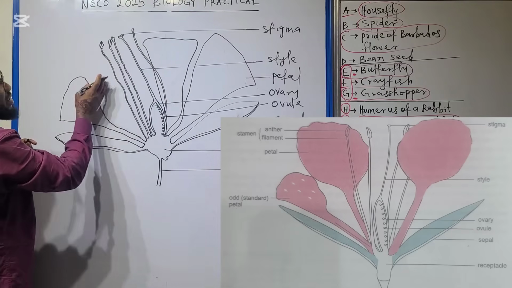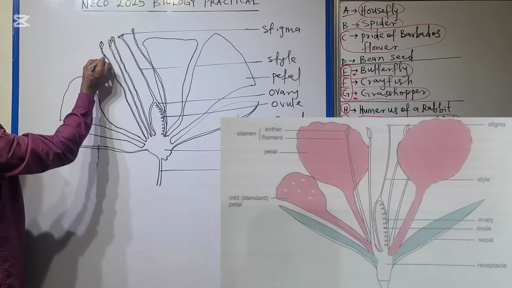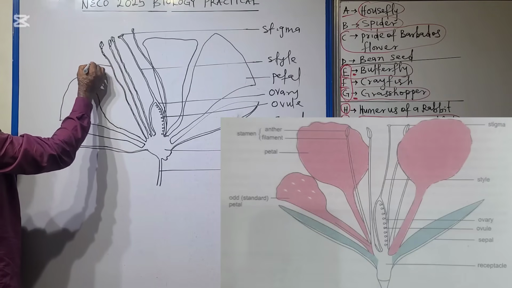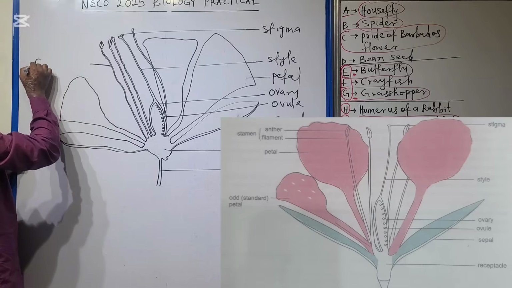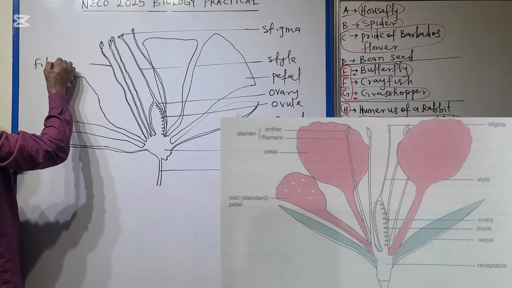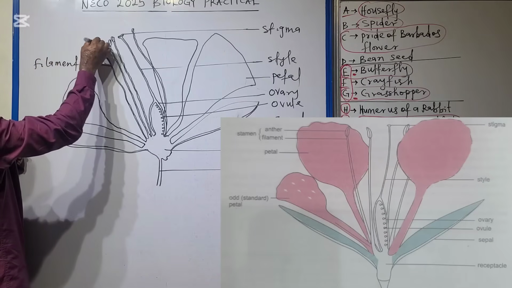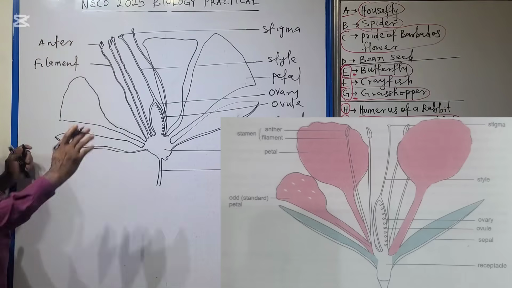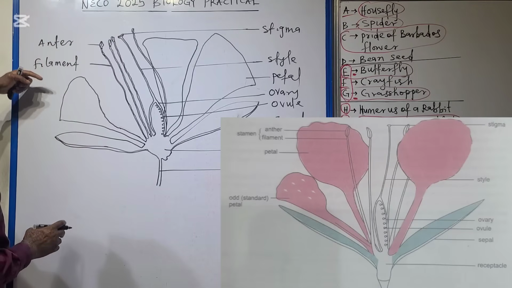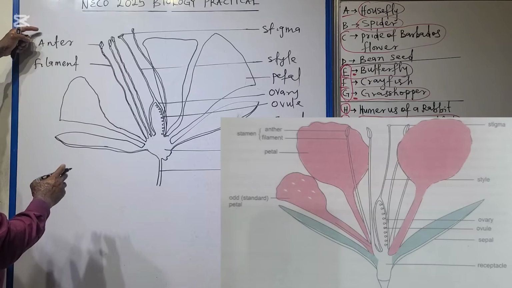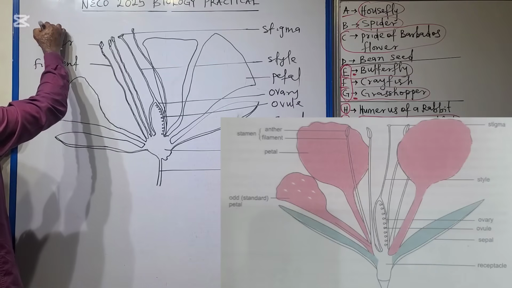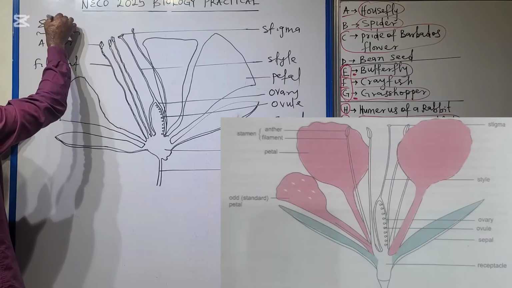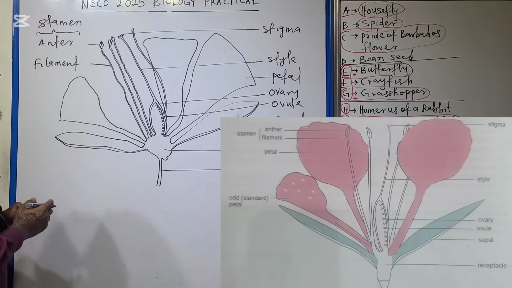So in labeling this, okay, let me label to this side. This here is going to be my filament, and this here is going to be my anther, and that contains the pollen grain. The anther and the filament makes up the stamen. Now this makes up the stamen, or the androecium, the male part of the flower.